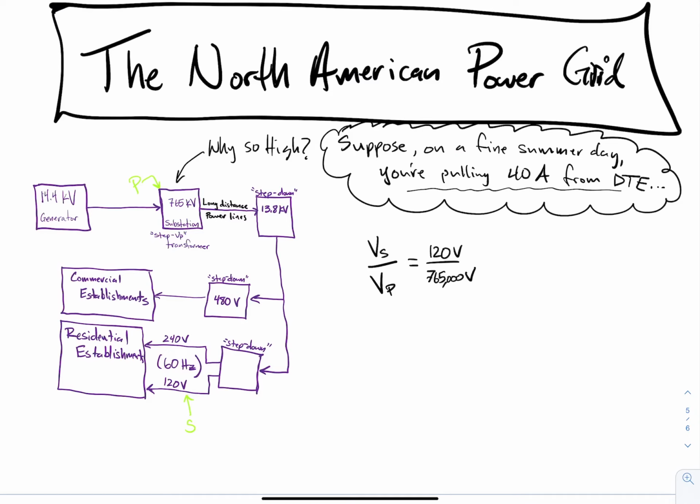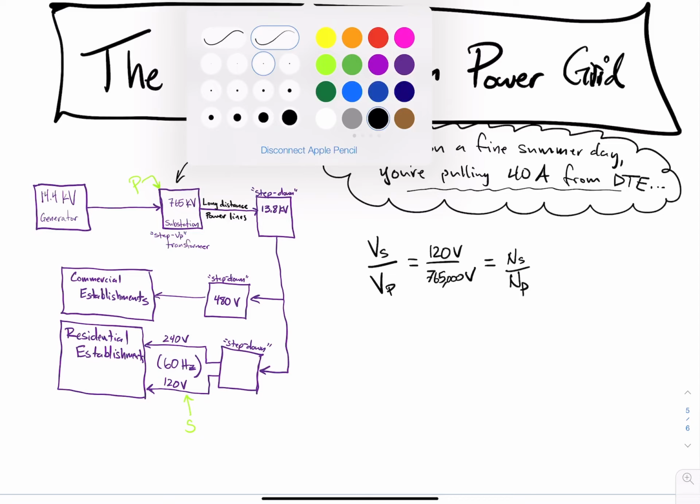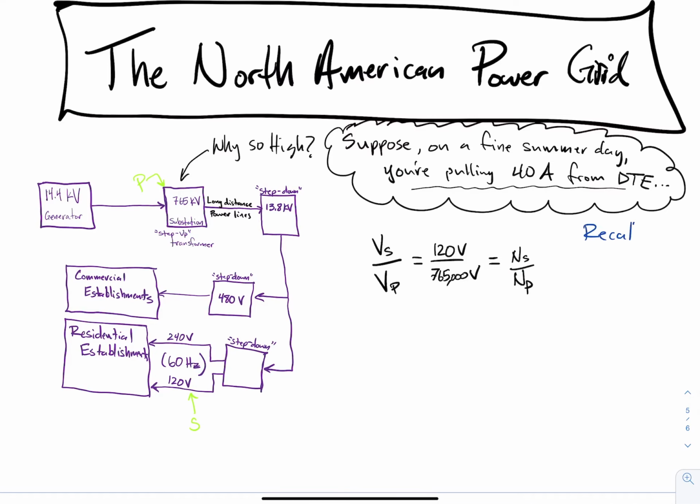But if you recall from one of our previous lectures, that will be equivalent to NS over NP. So maybe we should just note, or recall over to the right side here, don't forget these. We know that VP over NP equals VS over NS. And of course, IP NP equals IS NS. That was from our transformers lecture.